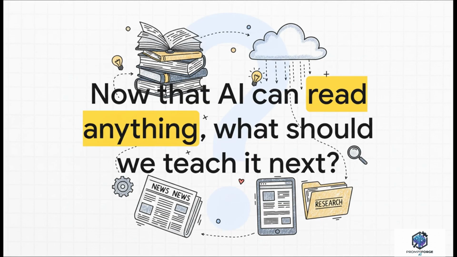So, with all of this, we've essentially given AI a new superpower. It's the ability to read and understand any information we want to give it. It can become an instant expert on your team's code, your personal notes, or even today's news. That old knowledge cutoff problem is no longer a hard limit, which leaves us with a really fascinating question to think about. Now that AI can read anything we give it, what should we teach it next?